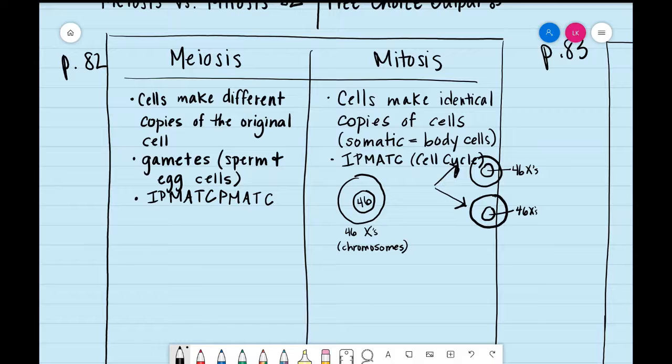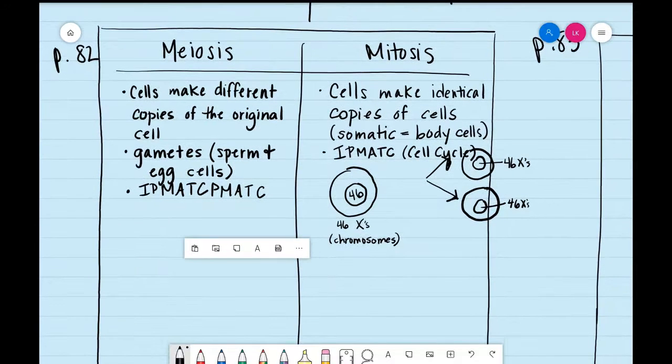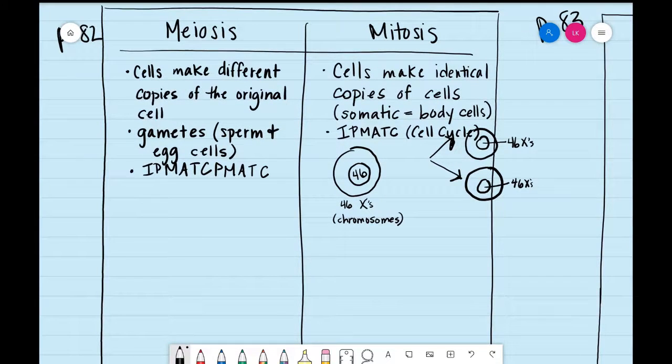So it's interphase, prophase, metaphase, anaphase, telophase, cytokinesis. The cell has split once. And then prophase, metaphase, anaphase, telophase, cytokinesis. The cell has split twice. Now, this is a little bit different. These cells start off as what's called germ cells. Not the same thing as a germ, but they are basically starter cells.